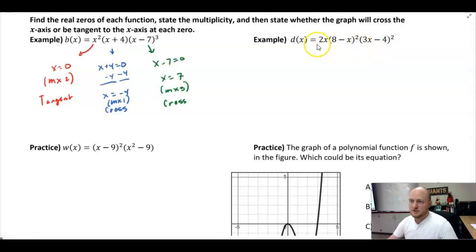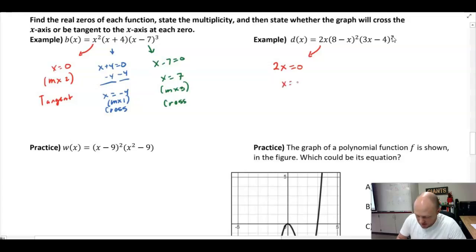Example number 2. We have 2x times (8 minus x) squared times (3x minus 4) squared. To include the 2 or not to include the 2, that is the question. The 2 will never be equal to 0, so you could put 2 equals 0, which is a false statement, or you could just include it here, 2x equals 0. This gives us x equals 0, so multiplicity times 1, and it will cross through the x-axis.